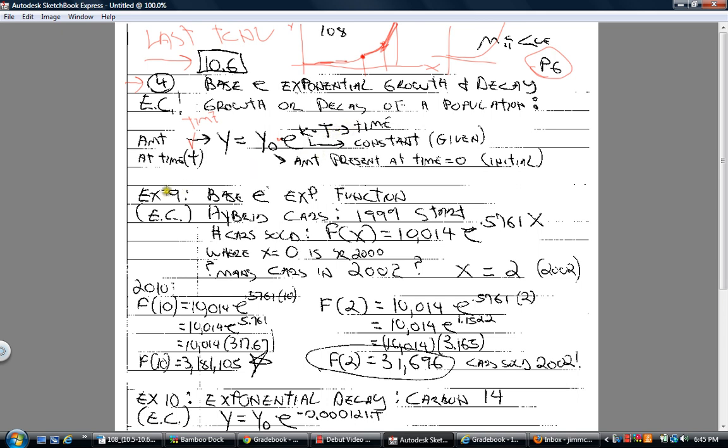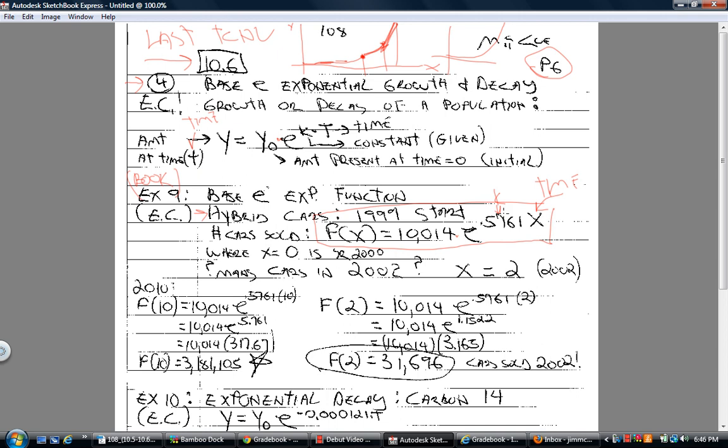Now example 9 is not in the book. This guide does not match our example 9 in our book, but it illustrates this example up here with growth or decay. What attracted me when they put this in the old version was hybrid cars starting from 1999. Somebody has predicted that this formula, f of x or y based on x as time, you could put t in here if you wanted to, would be 10,014 times e raised to the 0.5761. That's the constant. They give this to you.